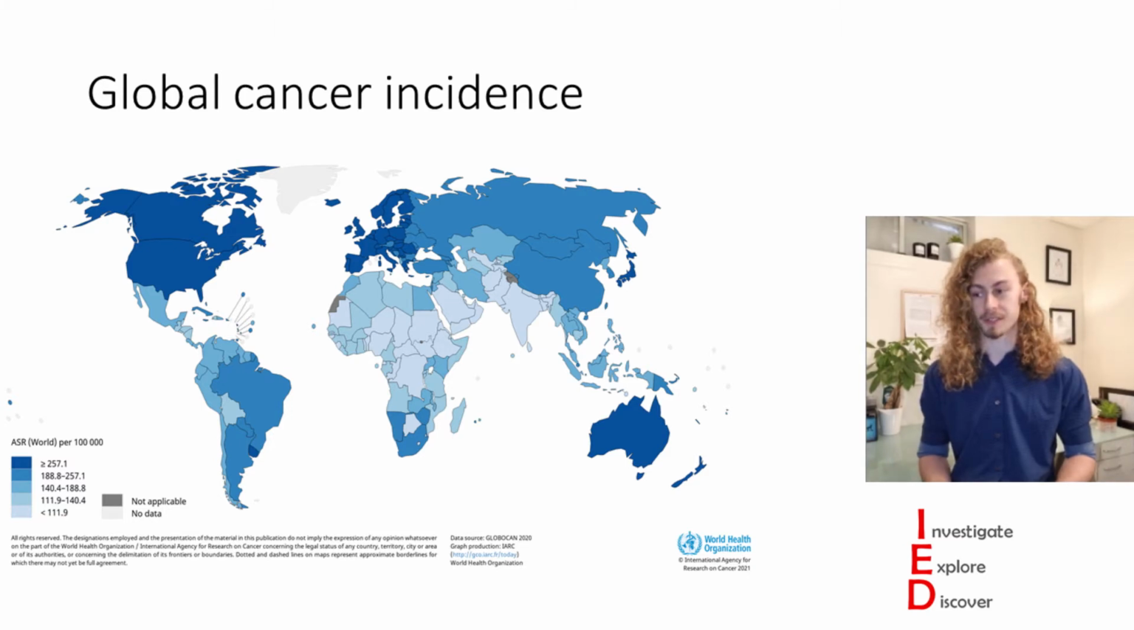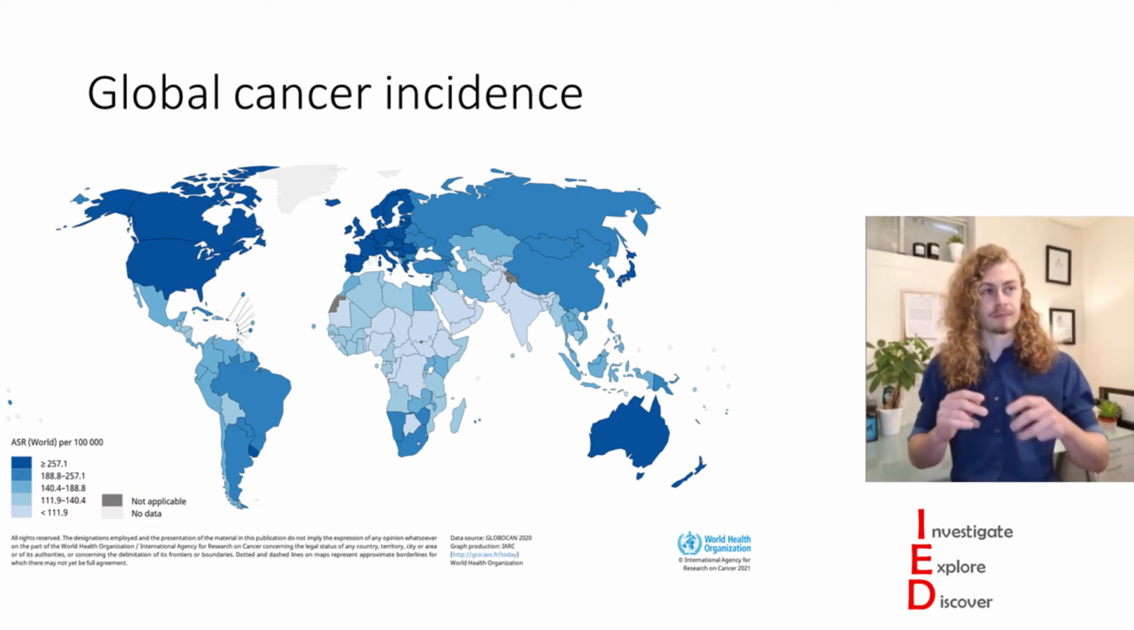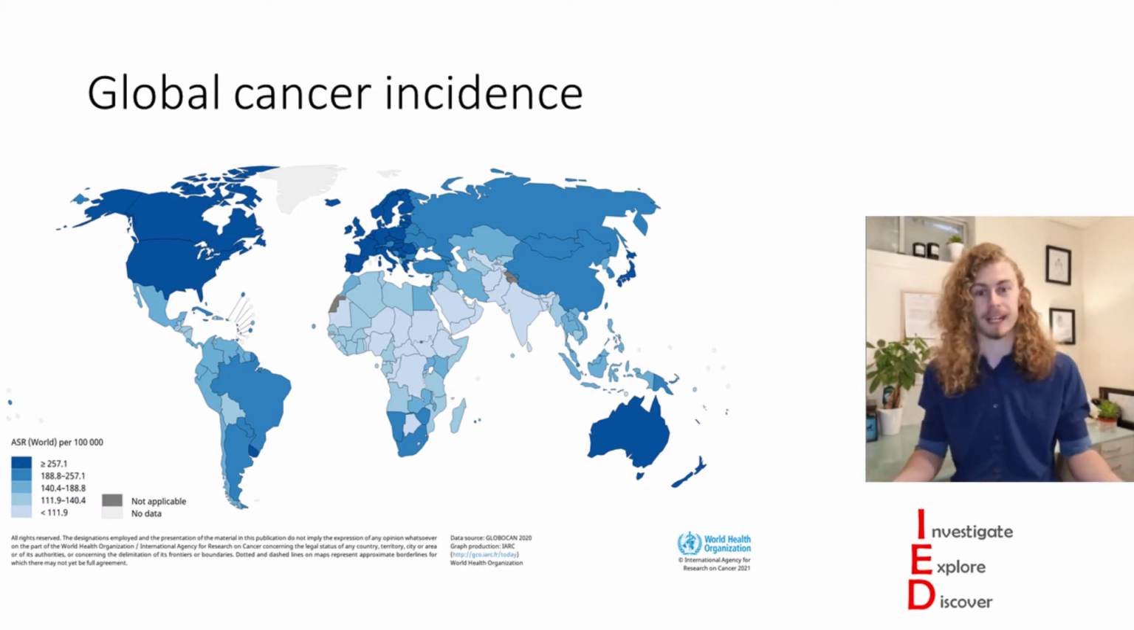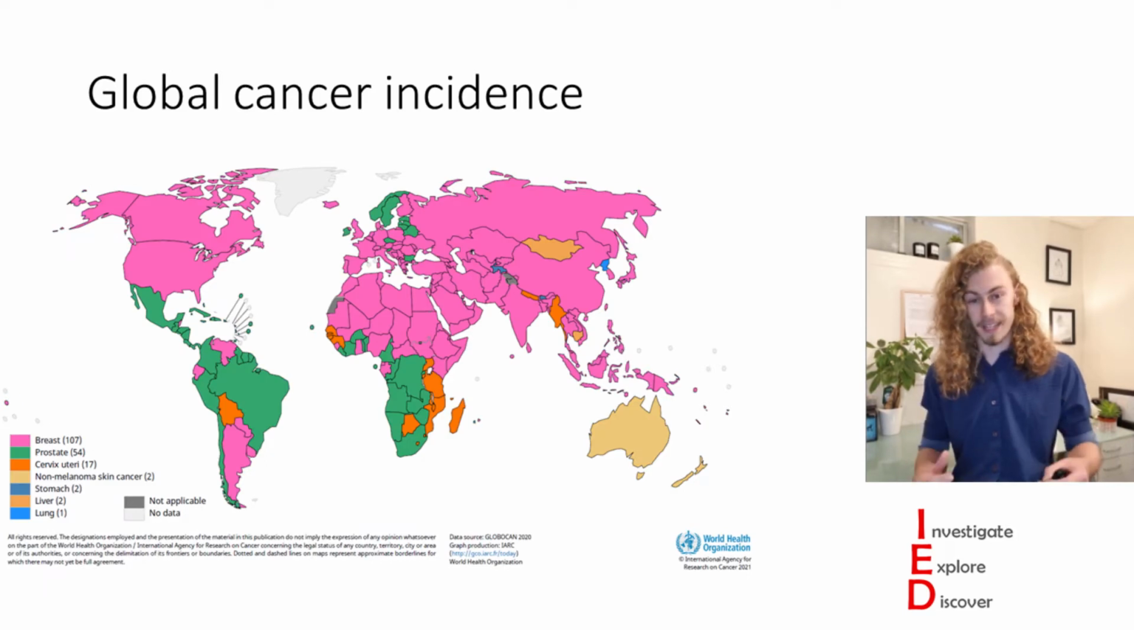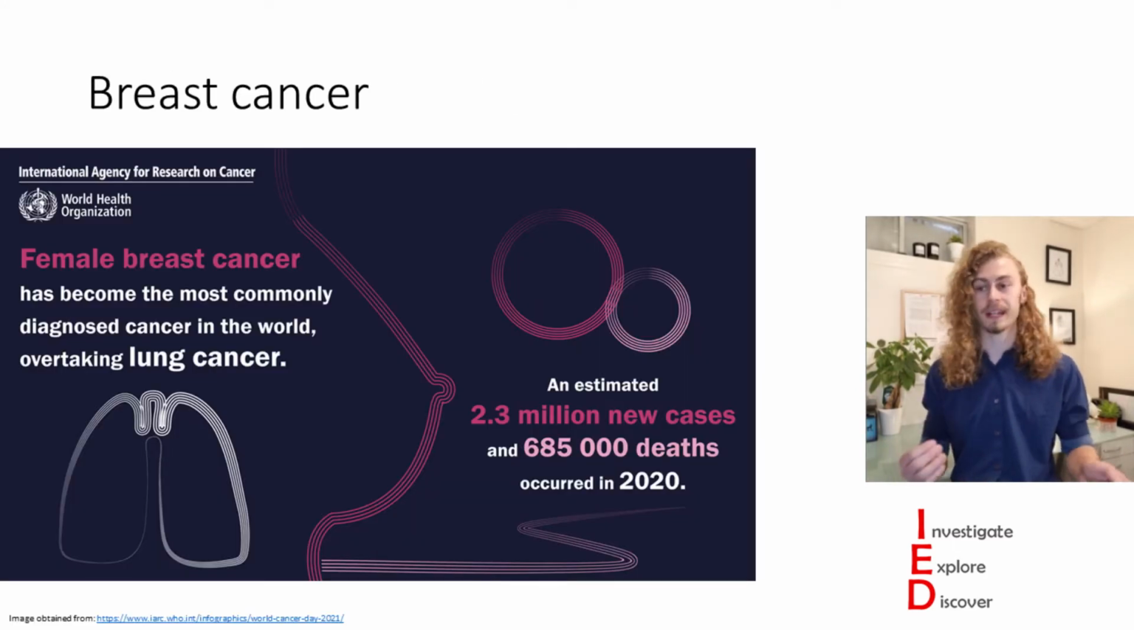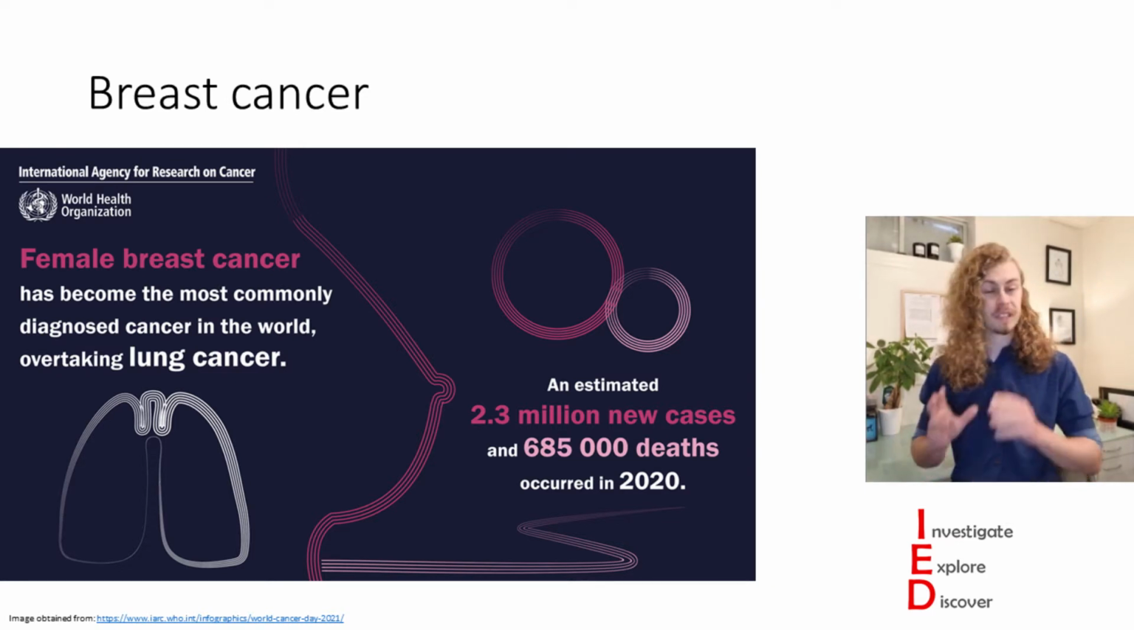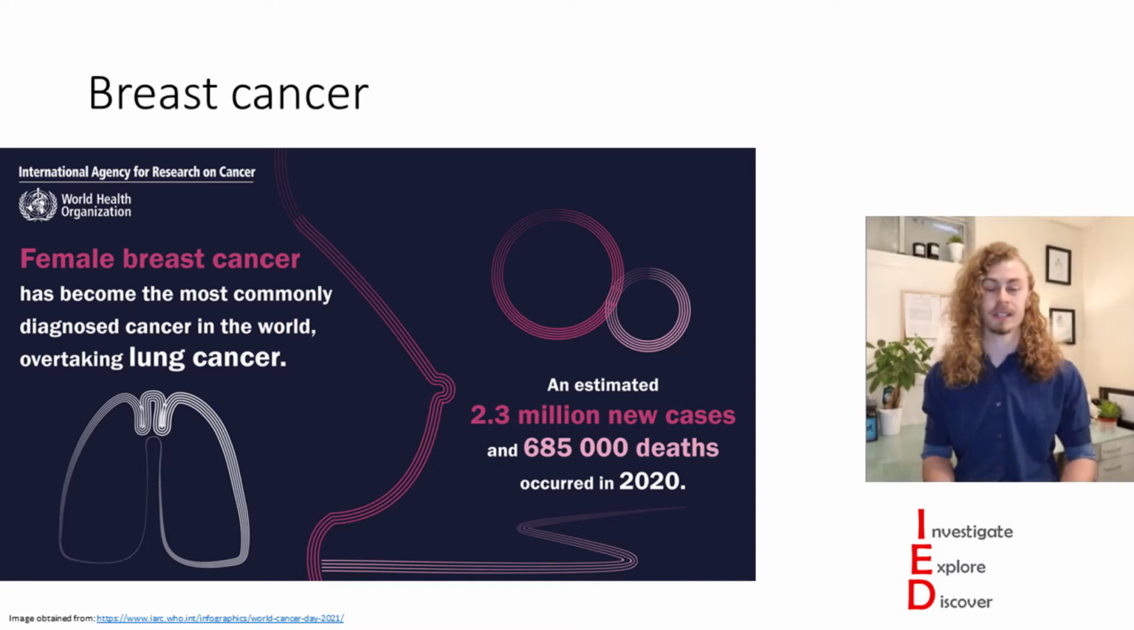As you can see here by this map, cancer diagnosis seems to be concentrated in wealthier countries. And there are many different types of cancer, pretty much a cancer for every body type that you have. And for the first time this year, breast cancer is actually the most commonly diagnosed cancer throughout the world, beating out lung cancer. So to put that into context, there were an estimated 2.3 million new cases of cancer, which accounts for just over 10% of the new diagnoses in 2020 alone.